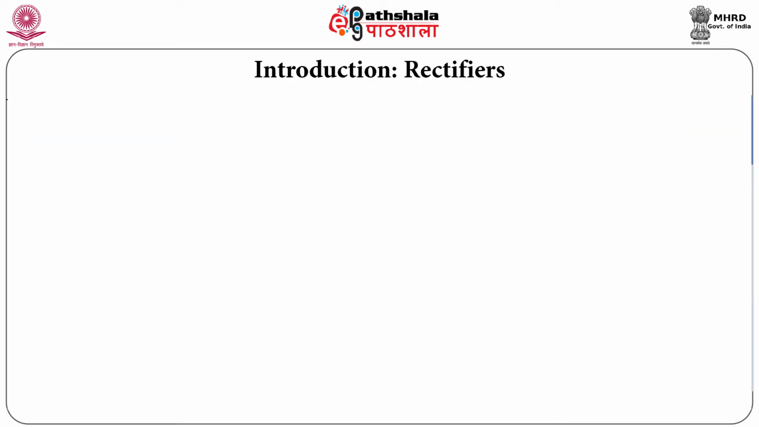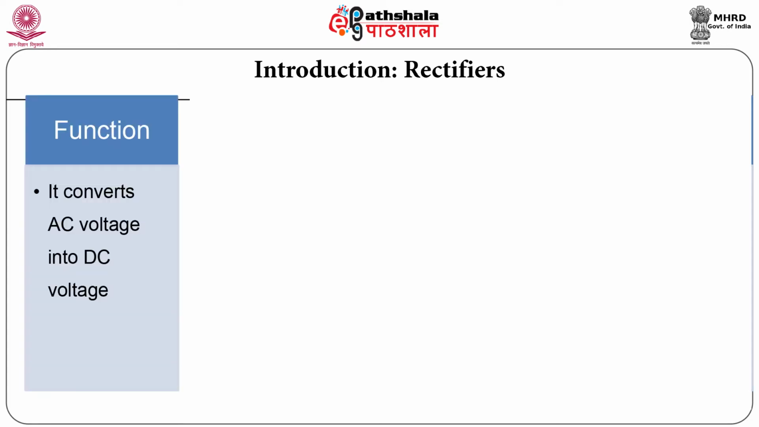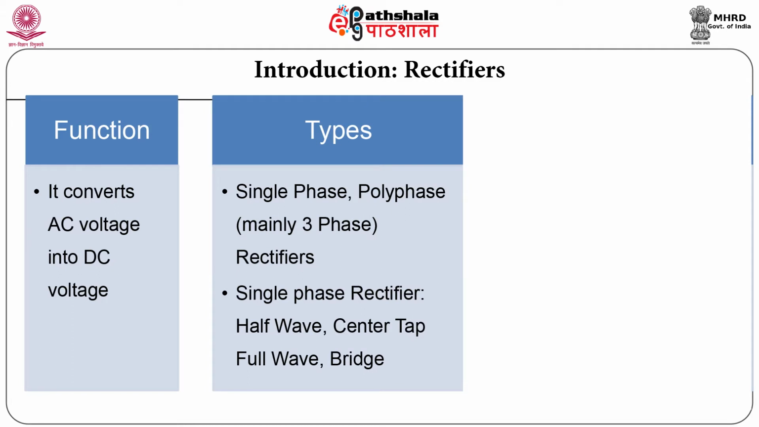What are rectifiers? What is the function of a rectifier? A rectifier converts AC voltage into DC voltage. There are various types of rectifier, single phase and polyphase rectifiers. In polyphase rectifiers, mainly three-phase rectifiers are used. In single phase rectifiers, there are three types: half wave, center tap full wave, and bridge rectifiers.